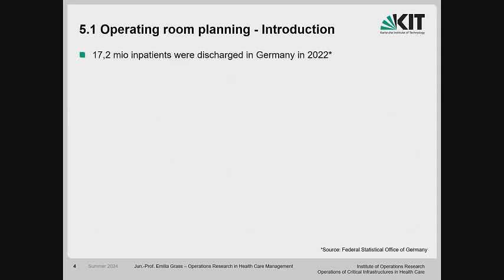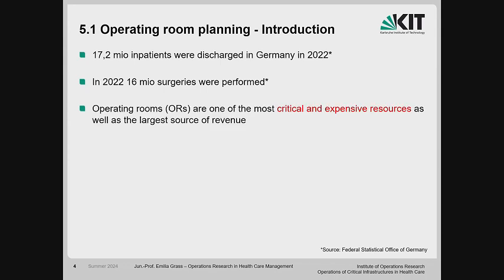Looking at the statistics, 2 years ago we had 17 million inpatients, and of them, almost all, so 60 million surgeries, were performed. Inpatients means that they are staying overnight, and almost all of them had some kind of surgery. These are critical and expensive resources, but at the same time also the largest source of revenue. And this is basically the bottleneck.